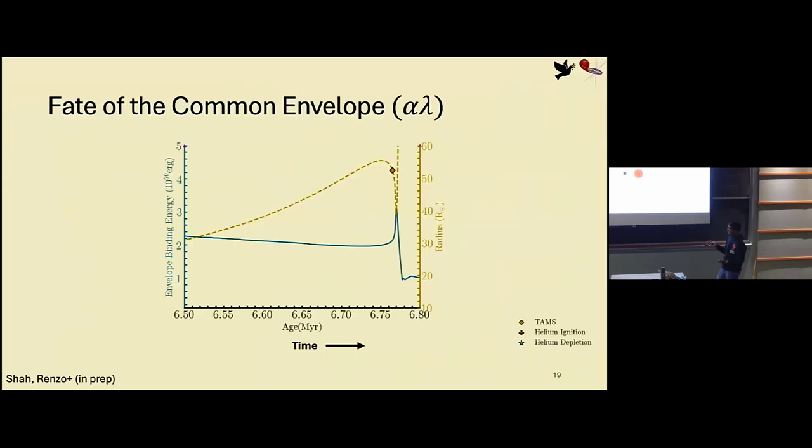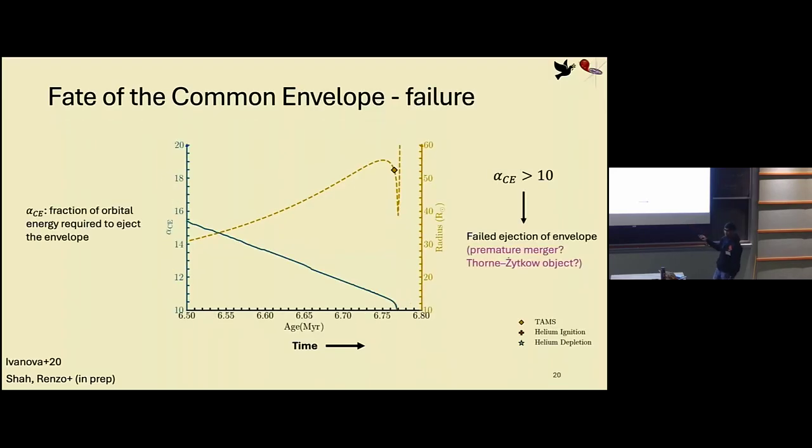So we can do this using the alpha-lambda prescription, where I'm showing over here how the donor's radius evolves over time in orange, and correspondingly, depending on when it fills its Roche lobe, I've shown the binding energy of its envelope. Now we can convert this equivalently into the fraction of the orbital energy that would be required to eject this envelope. And given that the star is going to fill its Roche lobe at roughly around 30 solar radii, we find that the alphas needed are much more than 10, which means that this common envelope phase is likely going to fail, and we might form a premature merger or even a Thorne-Żytkow object.